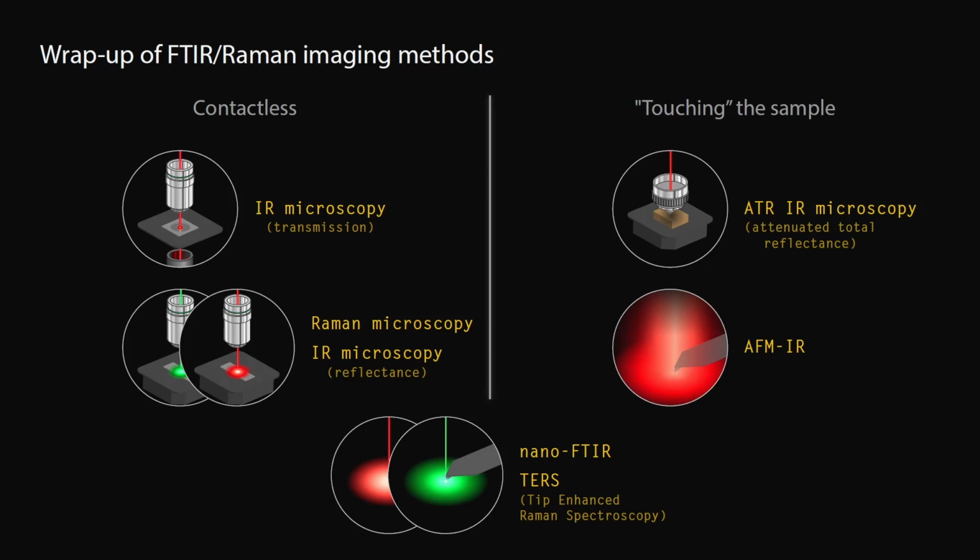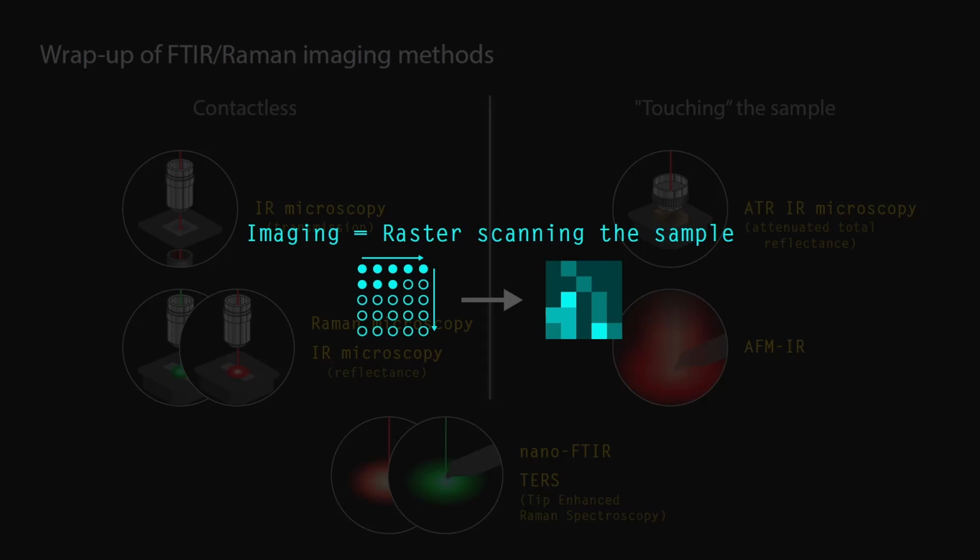I put nano-FTIR and TERS in the middle, because although they are contact-free methods, the tip-to-sample surface distance is in a nanometer range, so close that if the surface is not super flat, in practice you will unintentionally touch the sample sooner or later. All methods have in common that they utilize scan stages, which move the sample around so that a raster scan can be performed, ultimately resulting in an image, which gives name to the presented methods.